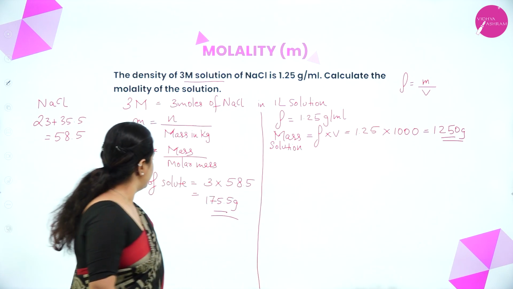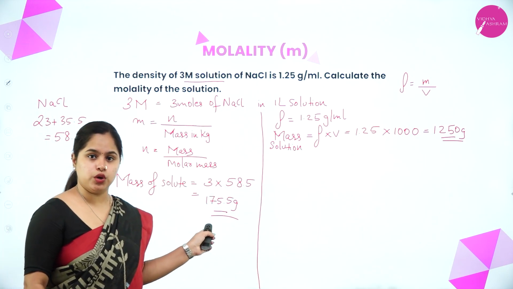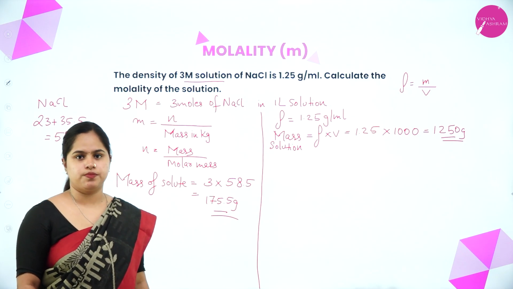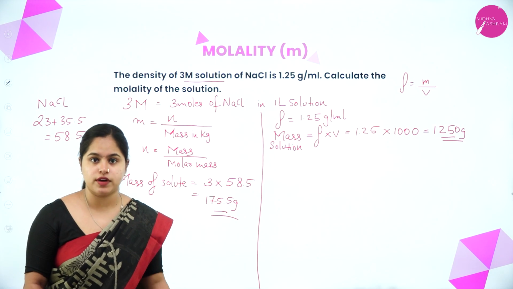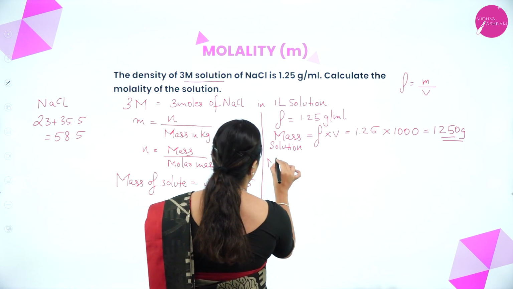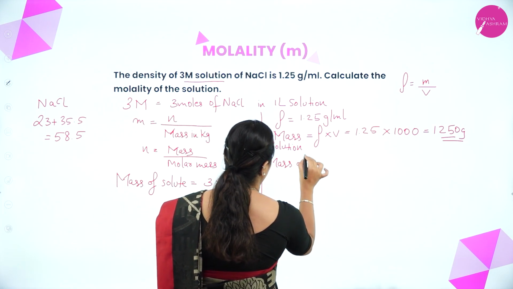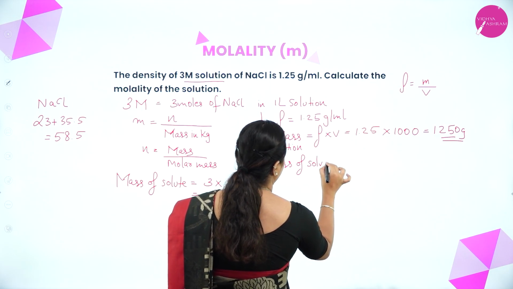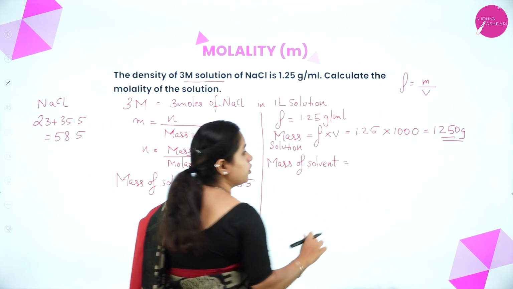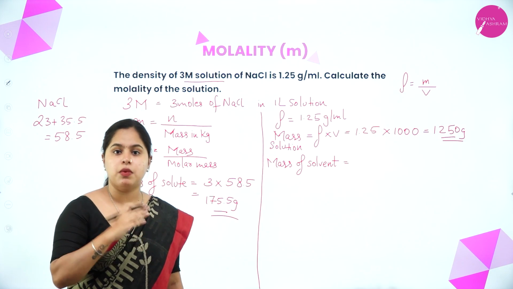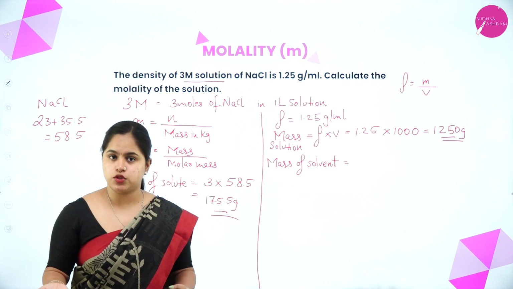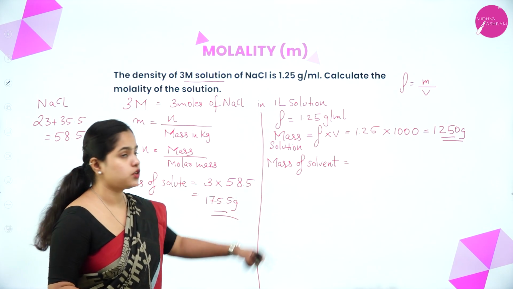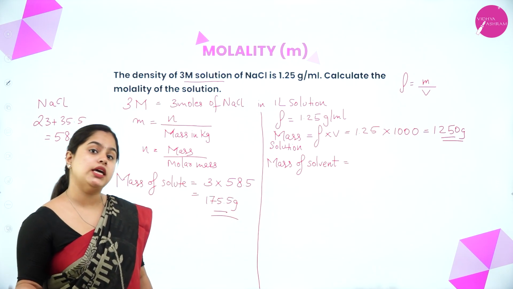Now we calculated the mass of solute and mass of your solution, but exactly what we require here is the mass of solvent. So how can I calculate the mass of my solvent? Mass of solvent will be equal to mass of your solution minus mass of your solute. We know that mass of solution is equal to mass of solute plus mass of solvent.